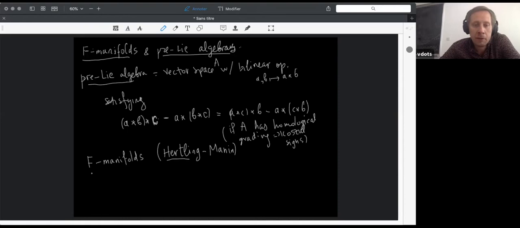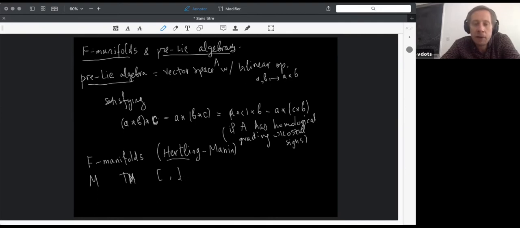But essentially, what is an F-manifold for an algebraist? Well, let's make it a little bit geometric. You have a manifold M, you have a tangent bundle TM. Of course, on TM you have the bracket of vector fields, the most famous operation in differential geometry. That is always there. You don't need to require any conditions.